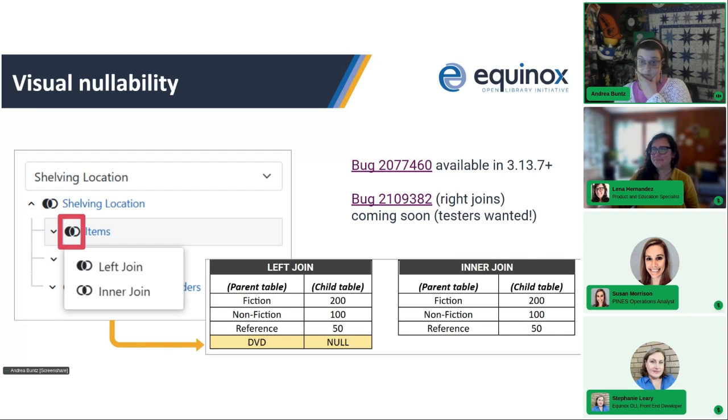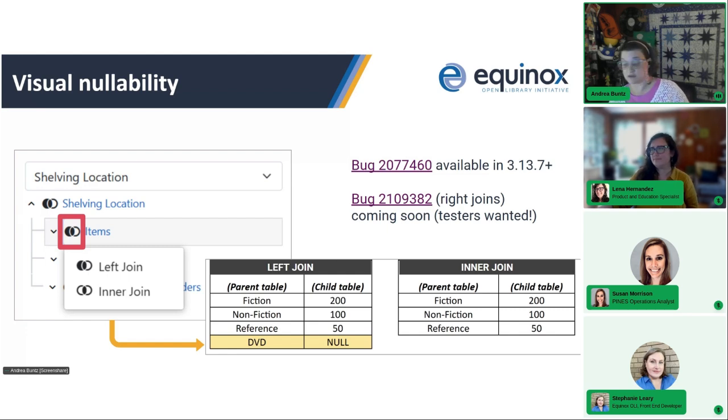Cool. So yes, adorable little Venn diagrams that make life easier. And forthcoming is right join. That will be added to this cute little dropdown, and a right join will let you specify that you want all results from the child table and only non-null results from the parent table. Longstanding users might know this as parent nullable. It's less commonly used in Evergreen than left or inner joins.